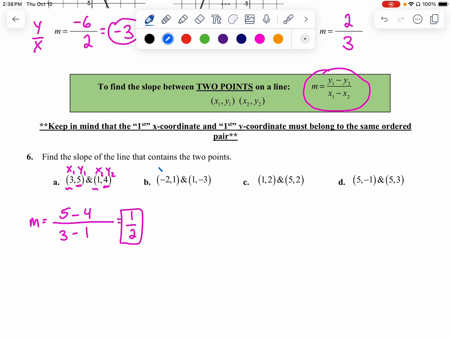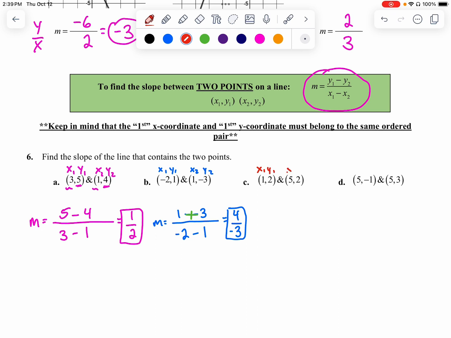Same idea on the next one. I would label it x1, y1, x2, y2, and then set up my fraction. So y1, 1 minus y2, -3, and then x1, -2, minus x2, which is 1. So remember, if you ever see minus and negative, that turns into plus positive, or you can just connect it and make it a giant plus sign. So 1 plus 3 is 4. -2 minus 1 is -3. And you can't simplify 4/-3, so it's just going to stay that way.